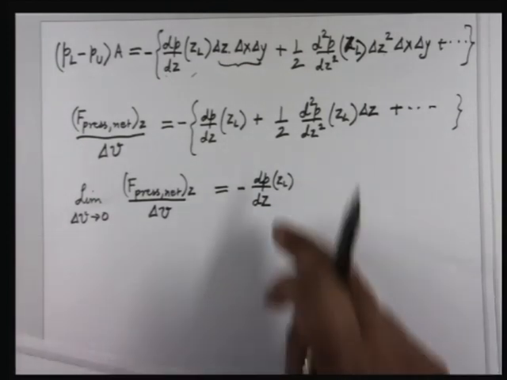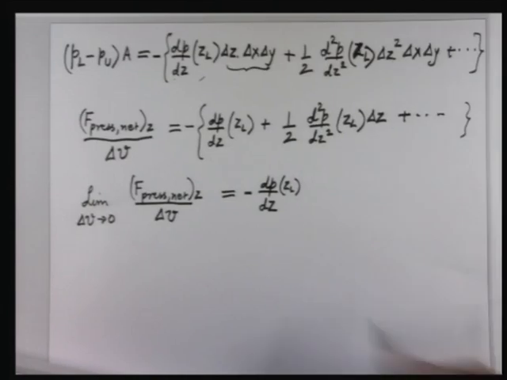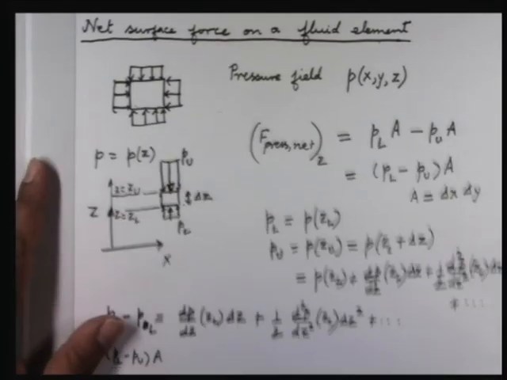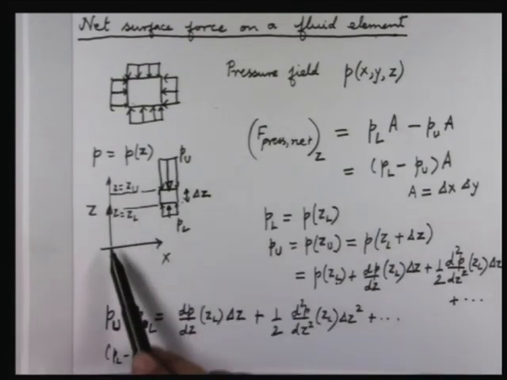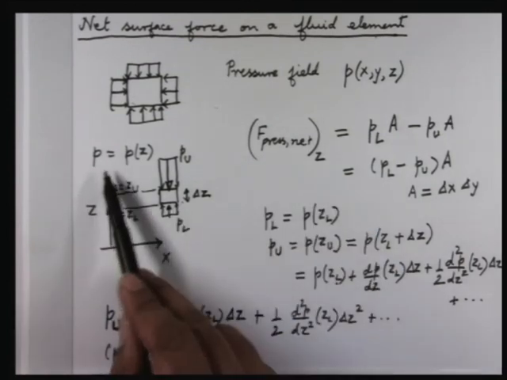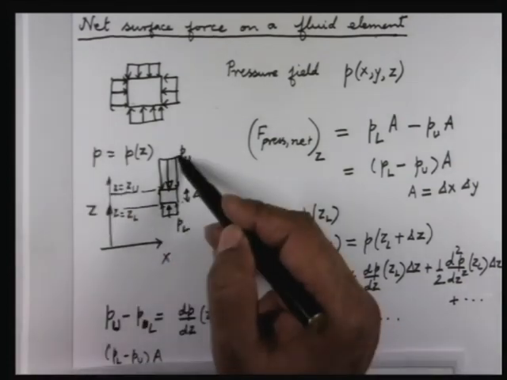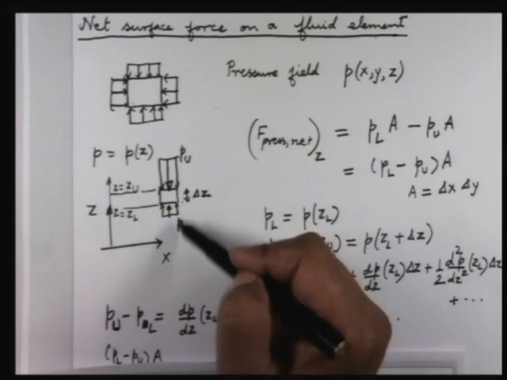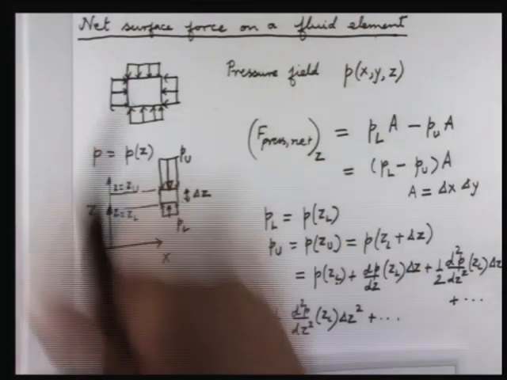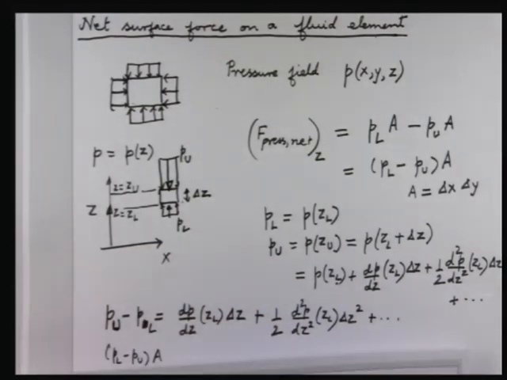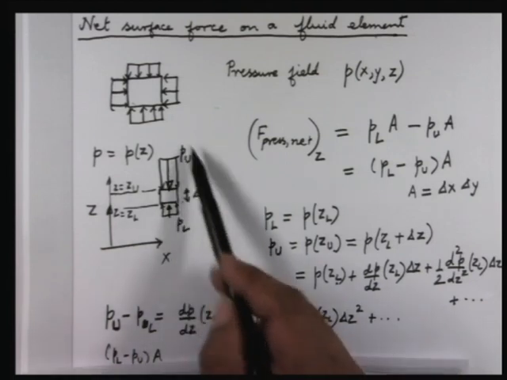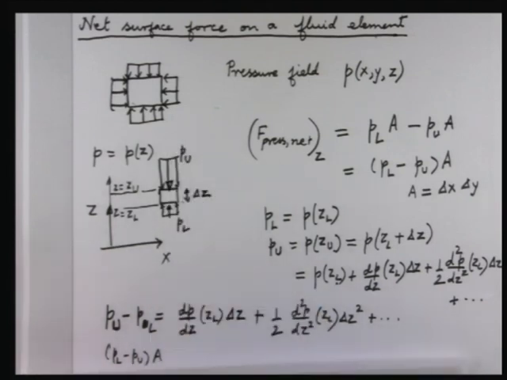So what is the physical meaning of this minus sign? If dP/dz is positive, that is the case which I drew over here, where Z is pointing upwards. That means as Z increases, pressure increases. So the top pressure here is more than the bottom pressure here. In that case, the net force will be downwards, that is in the minus Z direction. If the pressure is decreasing upwards, then this Pu will be less, and you will have a net force upwards.